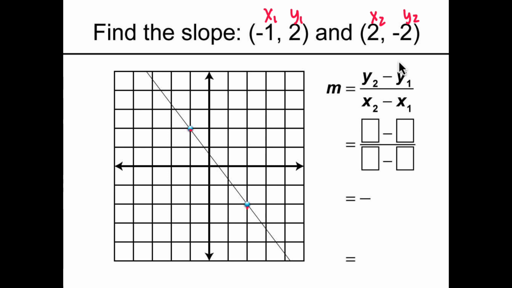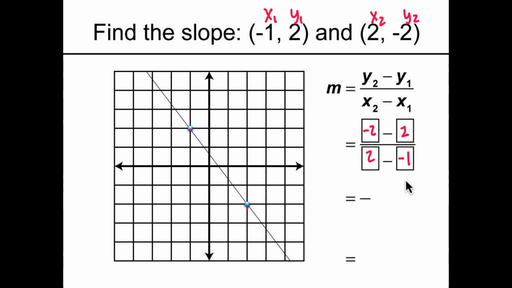Plug these coordinates into their corresponding place in the formula. y2 goes here, -2. y1 goes here, 2. x2 goes here, and x1 goes here, and make a note of the negative sign.